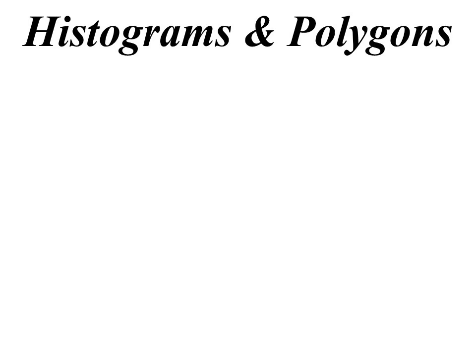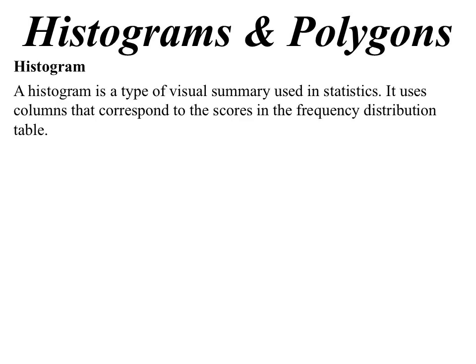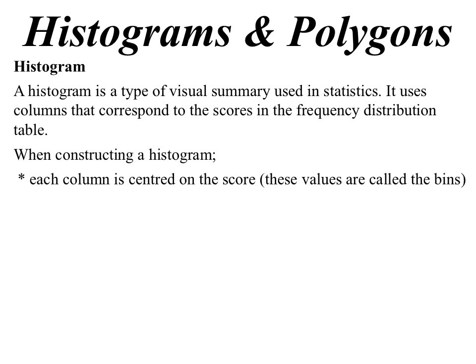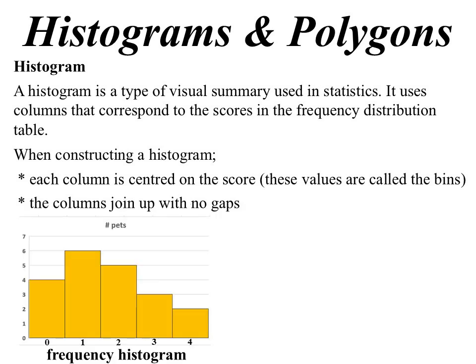Histograms and polygons. A reminder: a histogram in stats basically is a column graph. When constructing the histogram, what makes it slightly different is that we make sure the column is centered on the actual score. Sometimes you see those values called the bins. And we tend to join the columns up with no gaps, something like that.